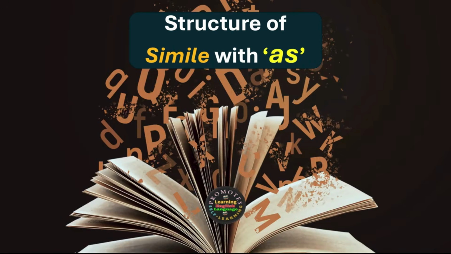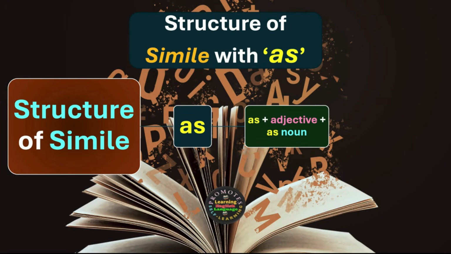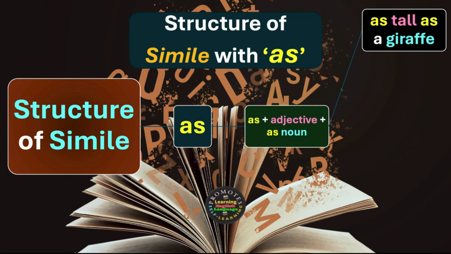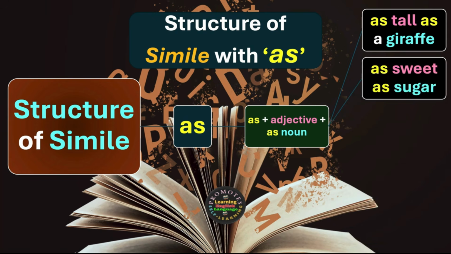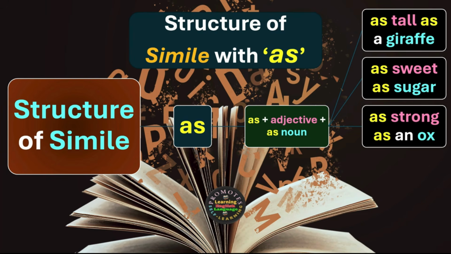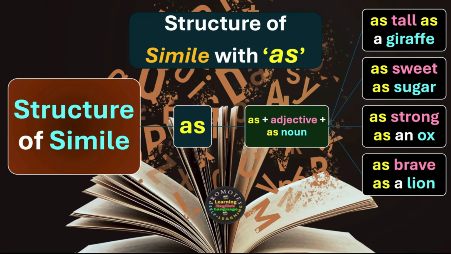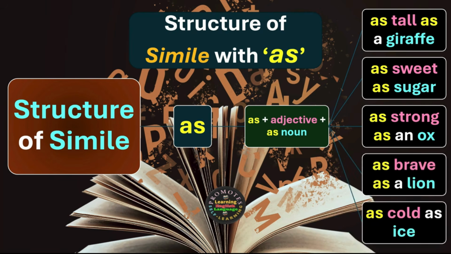We have another structure of simile with the word as. With the word as, the structure is like this. We have the first as. After that we use an adjective, and after that we use the word as, and then we use a noun. And we have examples like this. As tall as a giraffe. We have another example. As sweet as sugar. You can see the word as, after that an adjective, after that as, and then we have the noun, sugar. Likewise, we have as strong as an ox. Likewise, as brave as a lion, and as cold as ice.